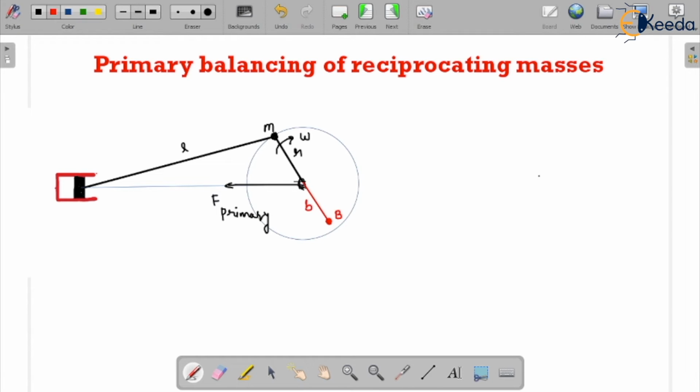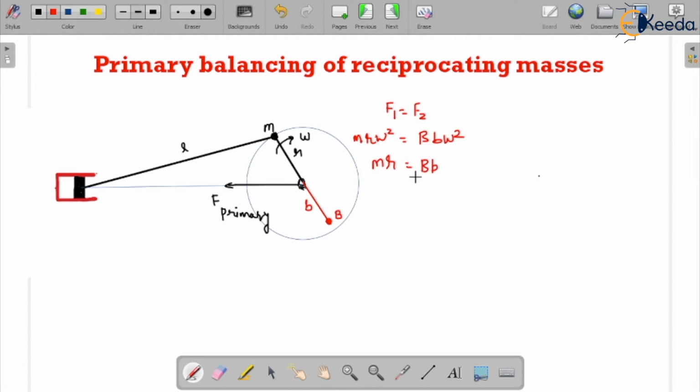Why am I considering this in the opposite direction? Because we have seen in the last topic, when we did the balancing of a single rotating mass by a single mass rotating in the same plane, that F1 is equal to F2. That means m r omega square would be equal to B b omega square. So you can say m r is equal to B b. This is the relation that we get here.